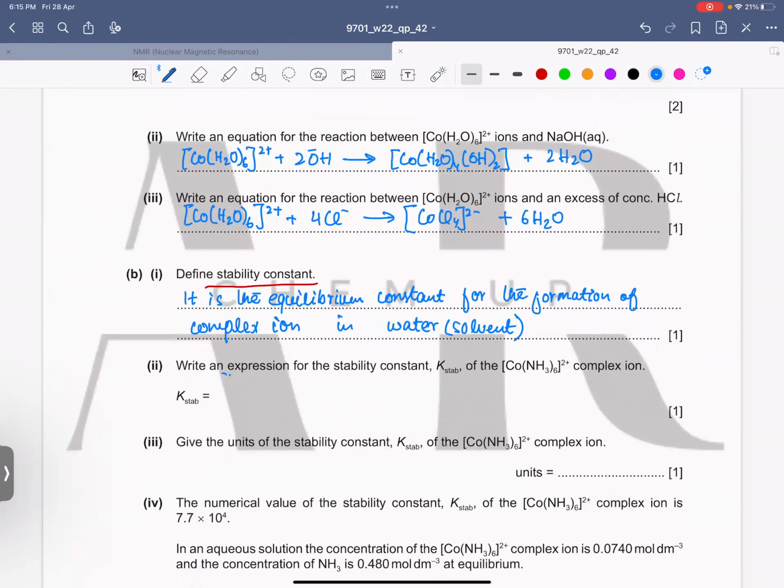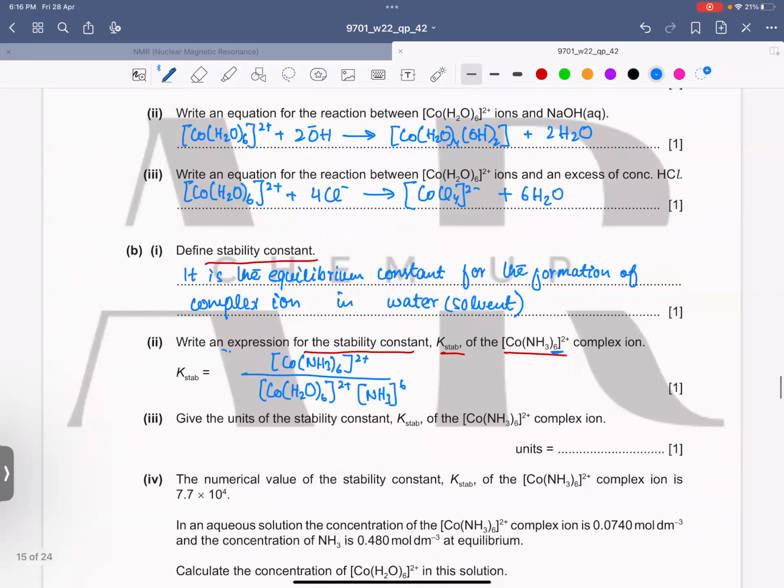Write an expression for the stability constant, K stab, of this. Okay. So if it's in water, the initial complex would be the one having water in it. So this would be your product, so I would write it in the numerator for a K stab expression. And over here, I would write the water complex, and along with that, ammonia raised to the power 6, because 6 moles are being substituted.